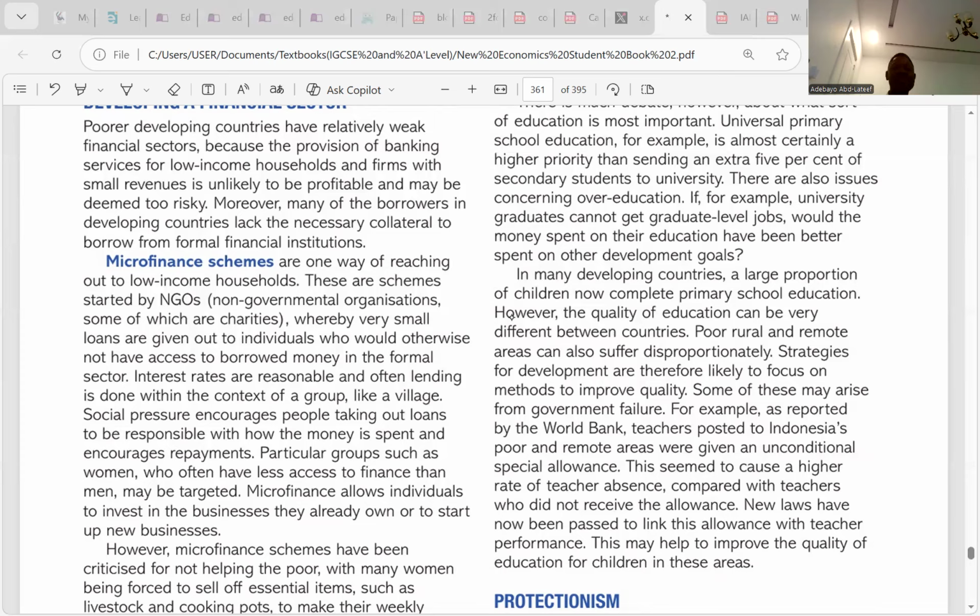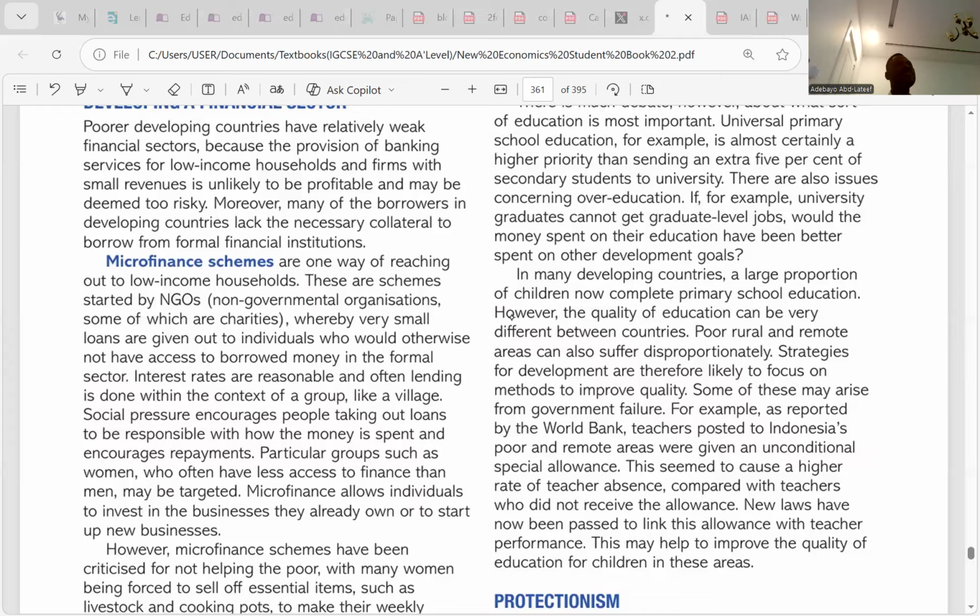Some of these may arise from government failure. For example, as reported by the World Bank, teachers posted to Indonesia's poor and remote areas were given an unconditional special allowance. This seemed to cause a higher rate of teacher absence compared with teachers who did not receive the allowance. New laws have now been passed to link these allowances with teacher performance. This may help to improve the quality of education for children in these areas.